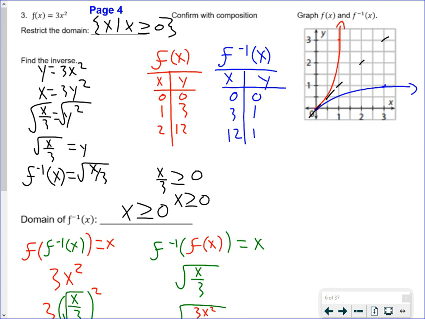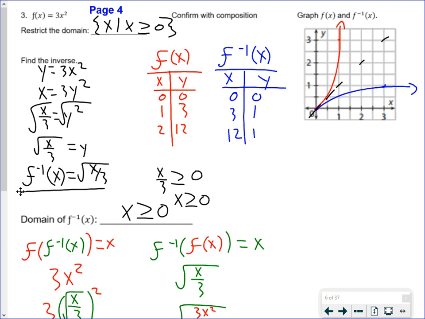Okay, so here's the answer to number 3. When we restrict the domain, like we said before, we're just going to leave it as x such that x is greater than or equal to 0. After that, we're going to find our inverses. So to find our inverse, we're going to rewrite our equation as y equals. We're going to flip the x's and the y's. So we end up getting x equals 3y squared instead of y equals 3x squared. Then we solve for y again. When we do, we should get f inverse of x equals the square root of x all over 3. Once we do that, we're going to figure out our domain.